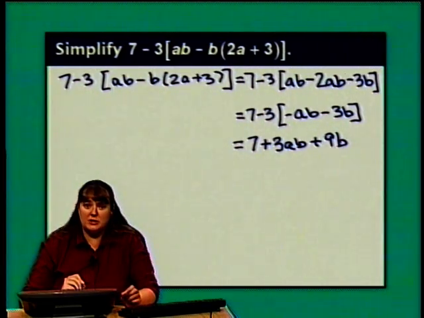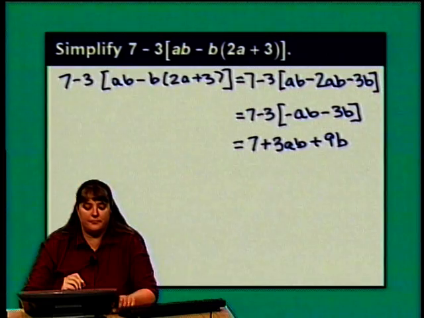If I were to compare my answer to the answer in the back of the book, the terms might be written in a different order, but the two expressions would be equivalent. So 7 plus 3ab plus 9b, for instance, is the same as 3ab plus 9b plus 7. The commutative property of addition tells me I can write my terms in any order.